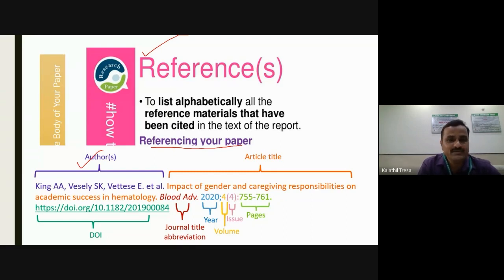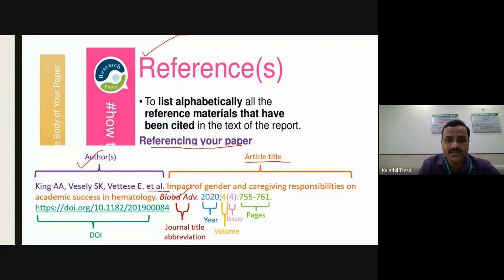If the author names are more than 2 or 3, we can indicate it by using "et al." After giving the author's name, write down the article title. After the article title, the journal name. Mostly, as per this Vancouver format, the journal name is written as per the abbreviations which are accepted by the ACS, American Chemical Society, or any other agencies.